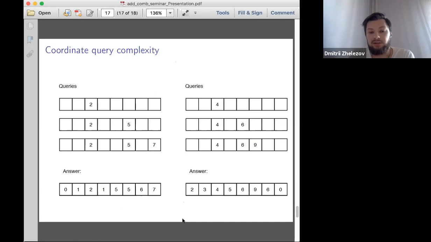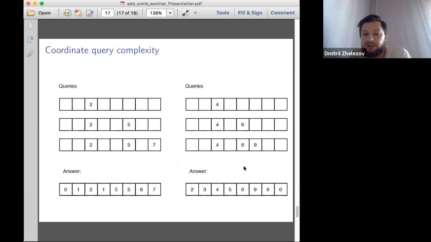In a different case, assume that the answer for the first question was 4. Then I ask the 5th coordinate. And after that, I ask for the 6th. So the main point here is that the queries that you're asking depend on the answers from the previous steps.